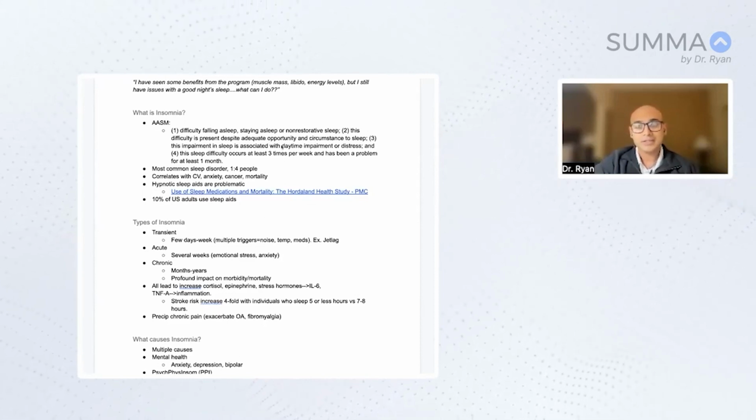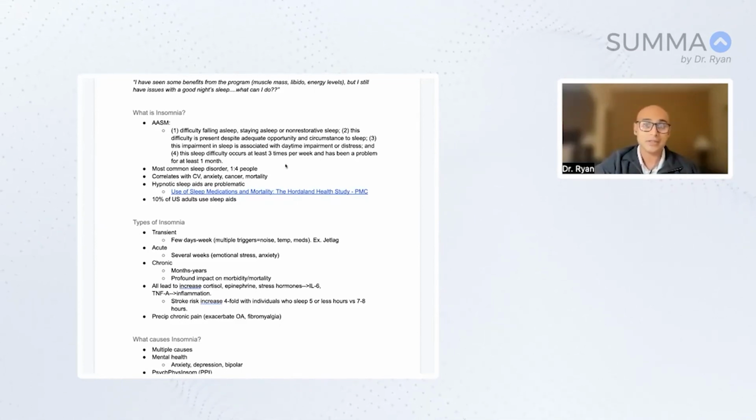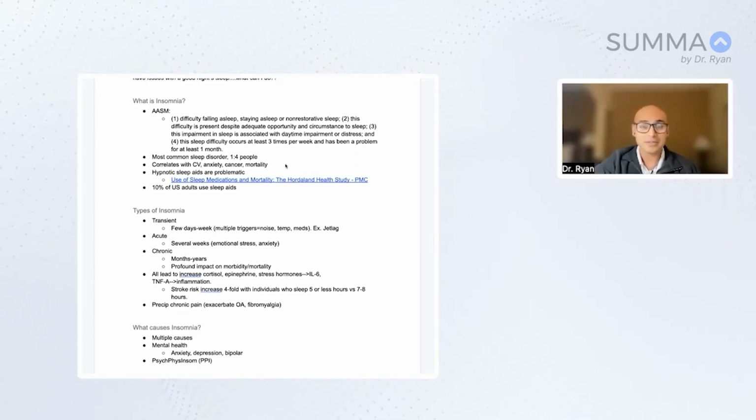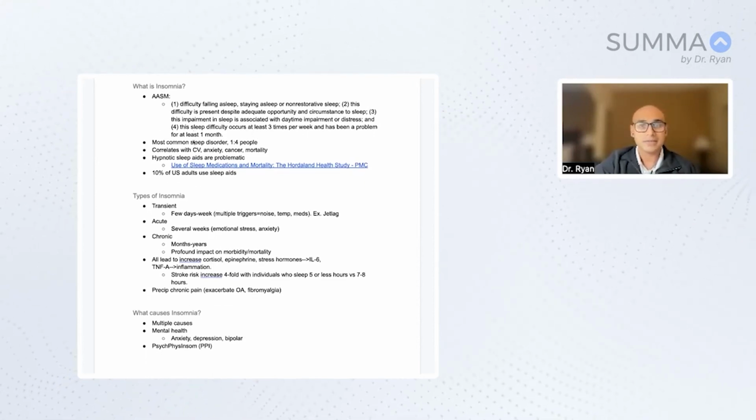The impairment is associated with distress during the day. So just sleepiness, or maybe you feel like you're not working your best during the day or during work. And it occurs at least 3 times a week, or has been a problem for at least a month. And that's a typical definition of significant insomnia, right?